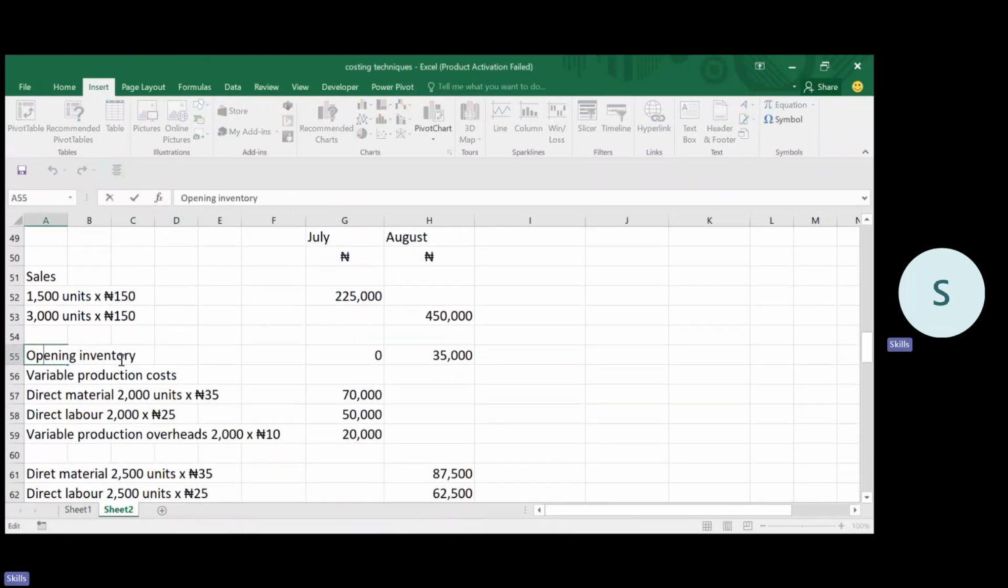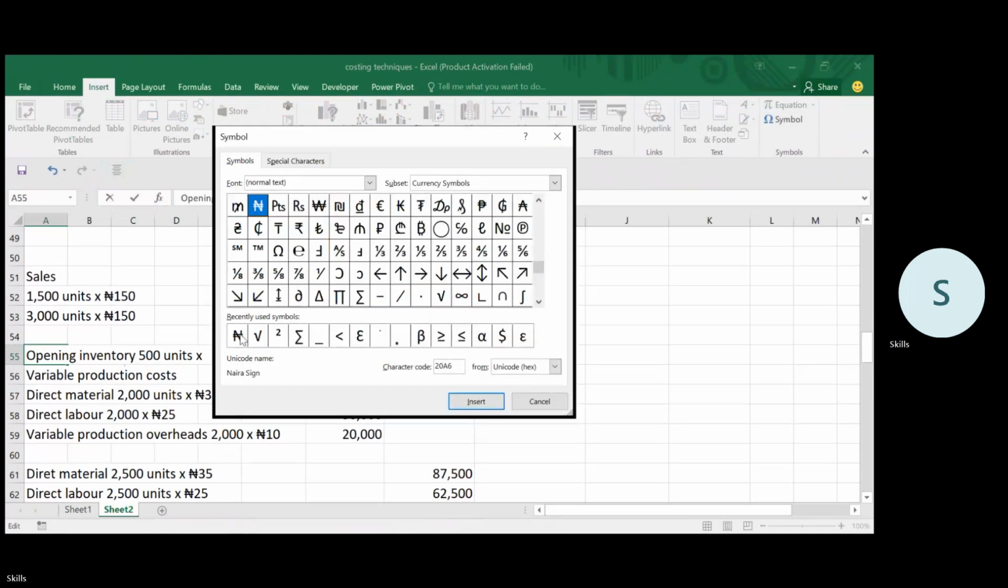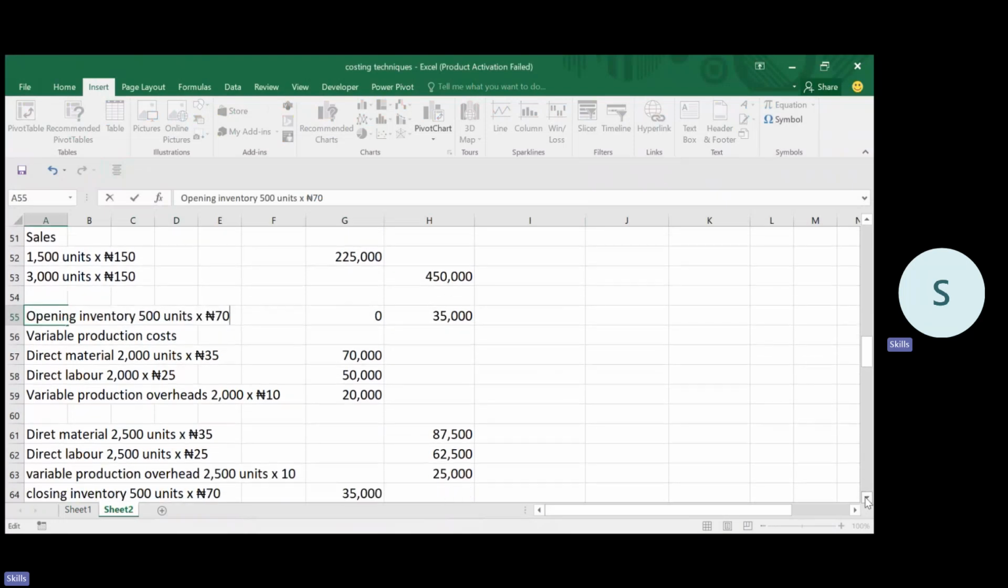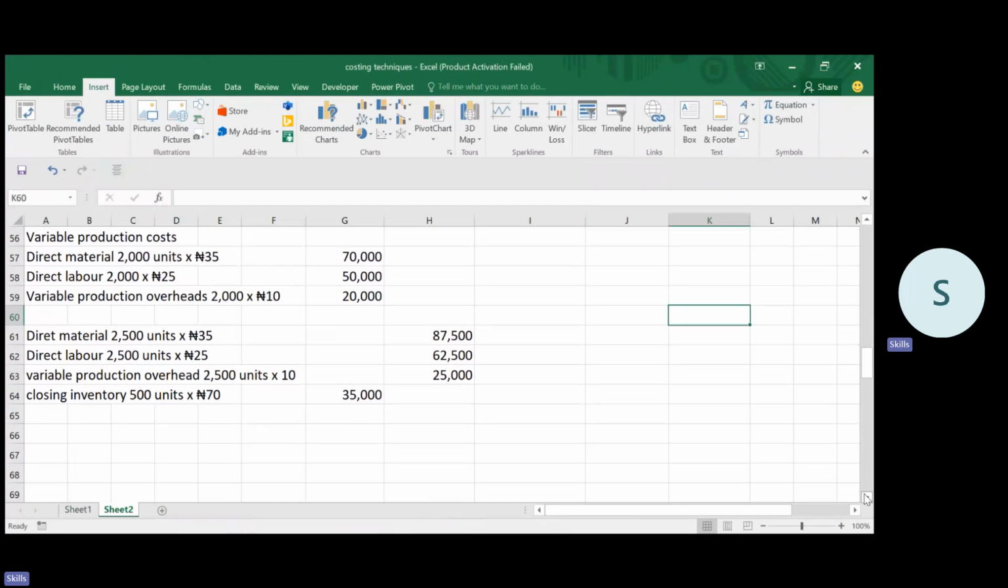Let me have it here so that you understand it clearly. Let's bring the working here. The opening inventory is the 500 units, valued at 70 naira. So our opening inventory for August is our closing inventory of July.